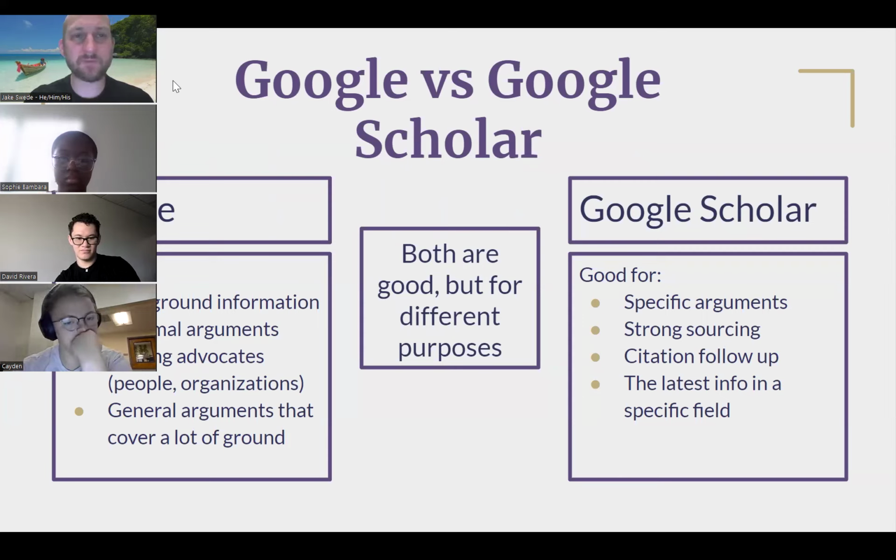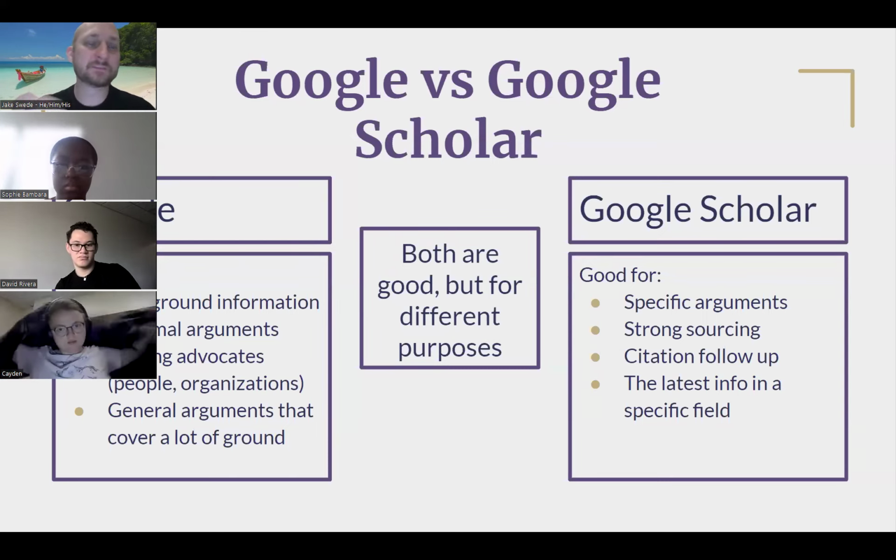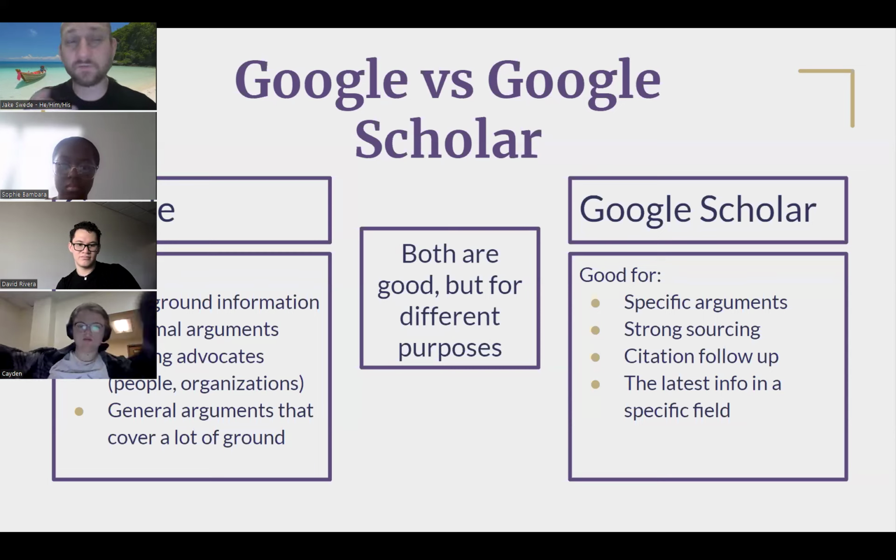First, a quick note on Google versus Google Scholar. We talked about this already, but Google is really good for getting background information, hearing informal arguments like opinion pieces in the newspaper, finding advocates, people who are probably writing about this a lot, maybe academics writing more accessible articles, and general arguments that cover a lot of ground. So if you want someone to say, I don't think we can go to Mars because of money, science reasons, and political reasons, you can find that on Google. Google's a great place to find those kinds of arguments.